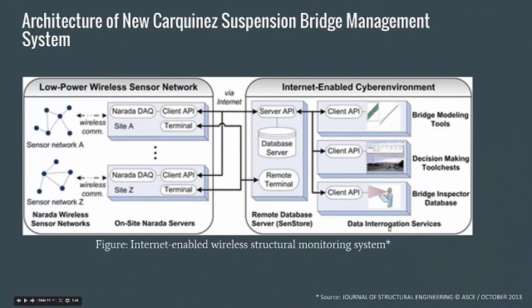The architecture of this bridge management system is quite similar to what we saw earlier. It has a low power network to collect data through the wireless sensor networks and an internet enabled cyber environment to process this data. The cyber environment has a server which provides the data to its clients, which can be a modeling tool or a decision making tool or maybe a bridge inspector. The low power wireless network sends its data to a local server, what is called an on-site server, which collects all the data and sends it to the remote database through the client API and the server APIs.